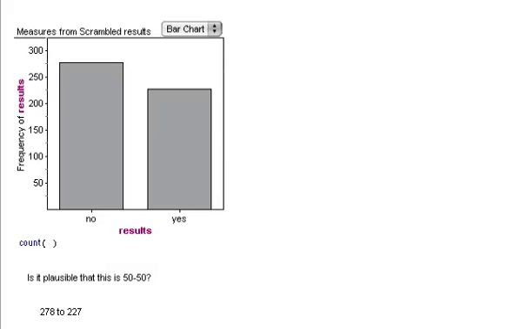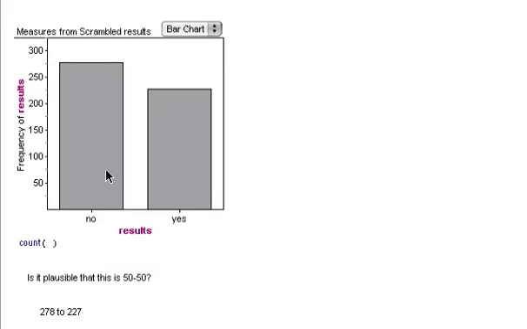So in this problem, Will had collected measures about veterans, and he wound up with this graph with 278 no's, 227 yeses. It doesn't matter about the veterans. It doesn't even matter what no and yes mean. The question was, is it plausible that if it was really 50-50, that we would get a difference this large just by chance? Let's see what we do.